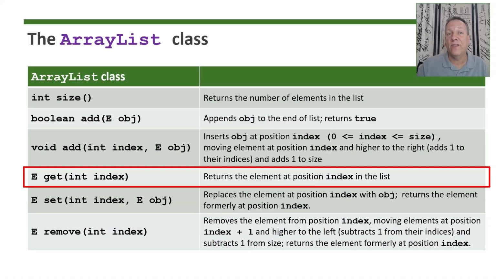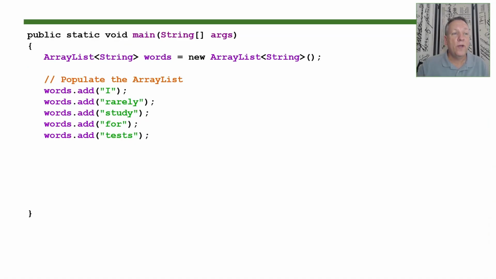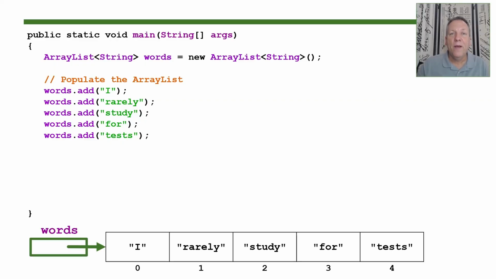All right, let's look at this code in action. So here's our main method, and we have an ArrayList of strings called words. And we're populating the ArrayList here with the words, I rarely study for tests. Not the best strategy, but those are the words that we have. And you can see that at the bottom, all of the elements are populated. And when we call the add method, it added each word to the end of my ArrayList. So the ArrayList now contains I rarely study for tests.